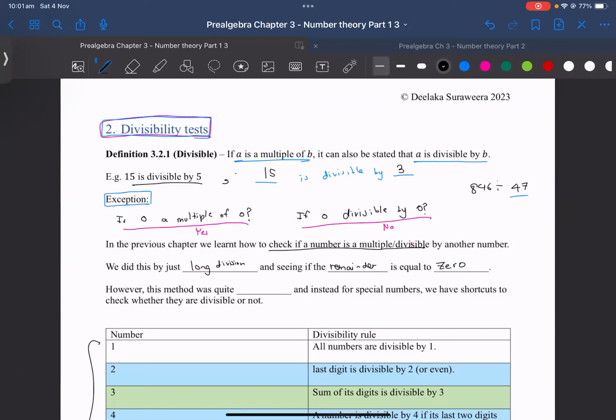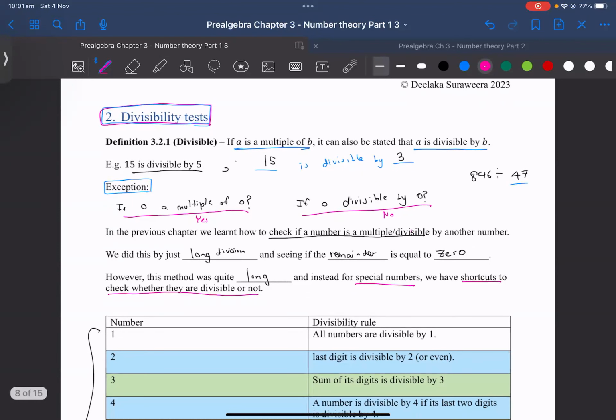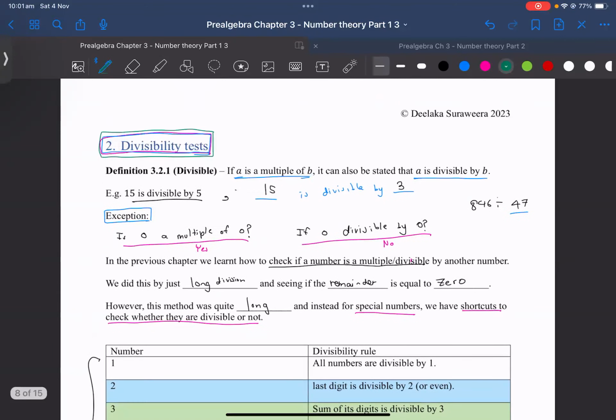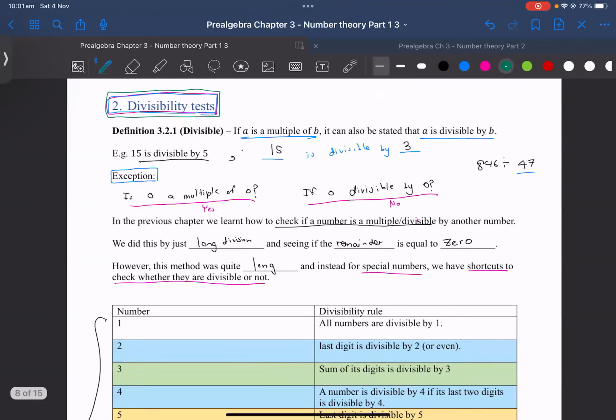It's the shortcut. The problem with long division is it's pretty long. It takes a long time. But for special numbers, like you said, Sarah, we have shortcuts to check whether they're divisible or not. These are called divisibility rules, or divisibility tests. Both are interchangeable terms.